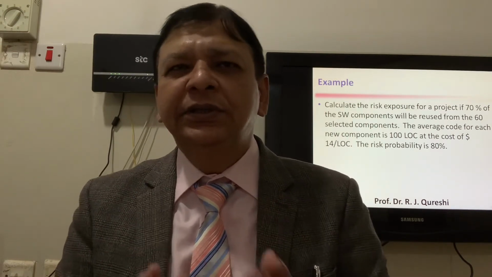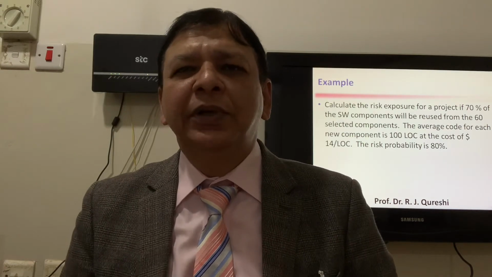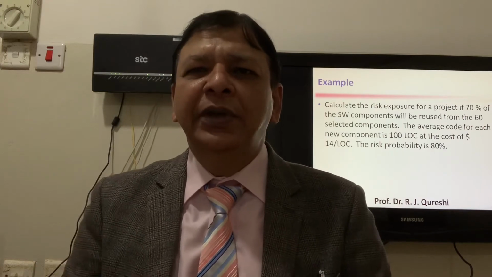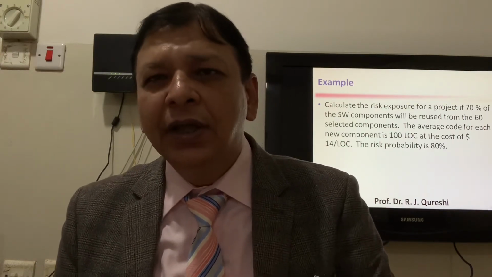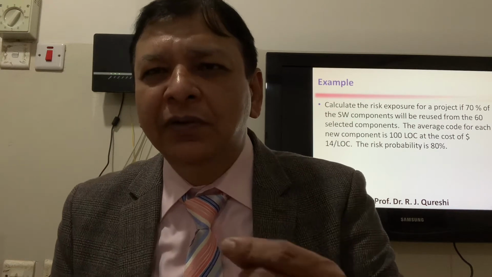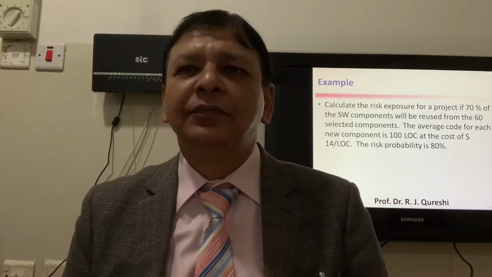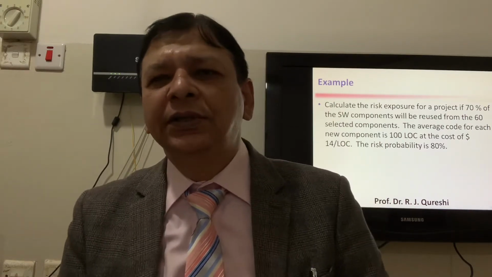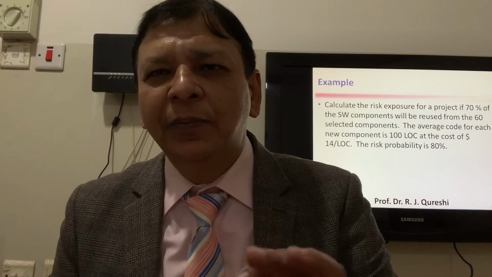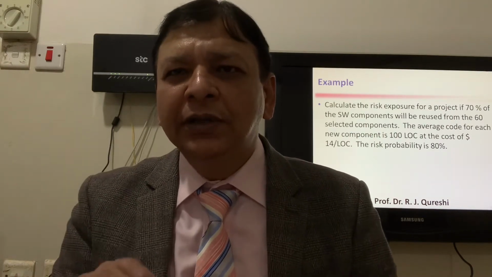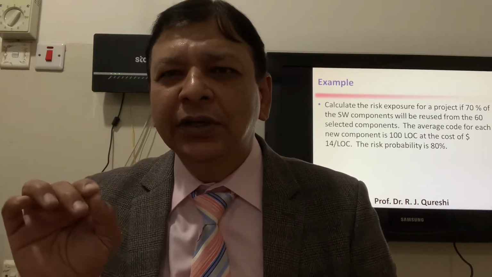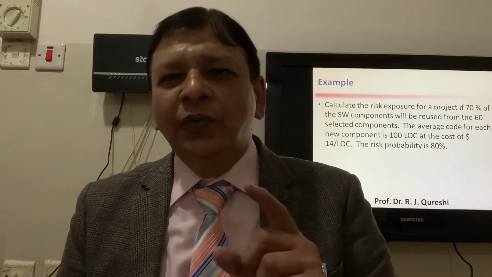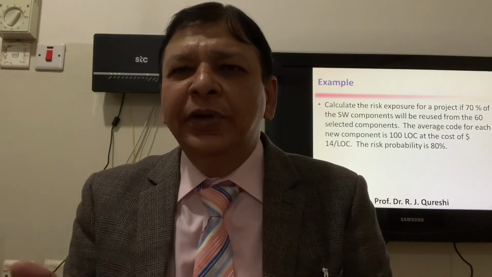So we have risk exposure for a project if 70% of the software components will be reused from the 60 selected components. That means total number of components equals 60. Out of the 60, 70% will be reused. That means 30% new components will be developed from scratch, line 1. Average code for each new component is 100 LOC at the cost of $14 per LOC. So we have a risk of failure of these new components. The probability is 80%. So first we will calculate how many new components we are going to develop.